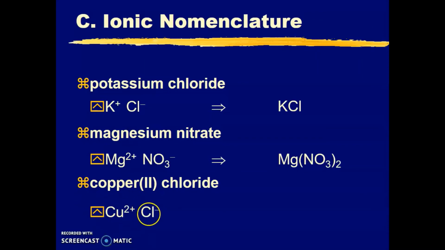Okay, so my copper is a +2. My Roman numerals told me so. Cl is a -1. They don't cancel off, so I'm going to have to crisscross again. So it's going to be Cu, understood 1, Cl2, because I crisscrossed. Okay?